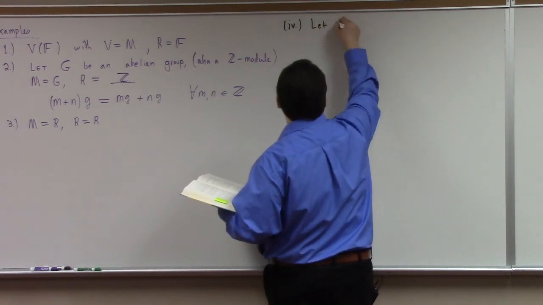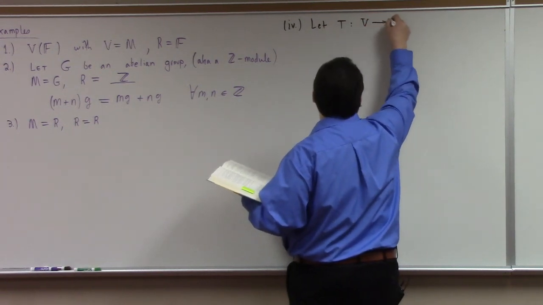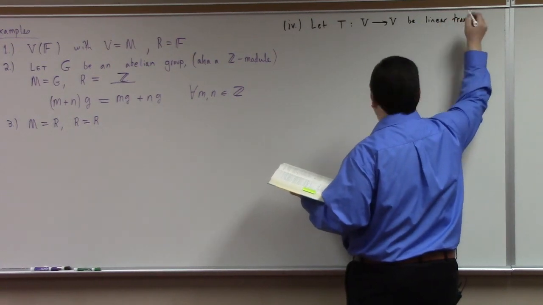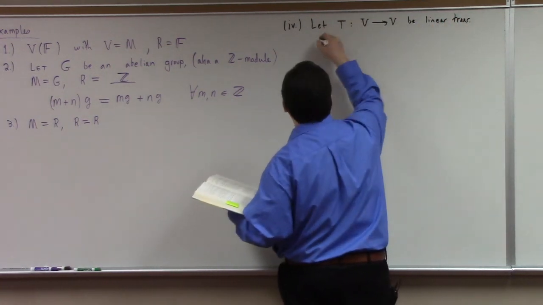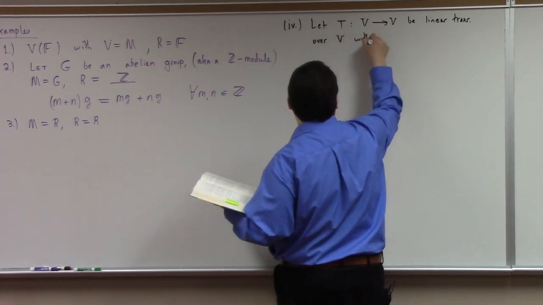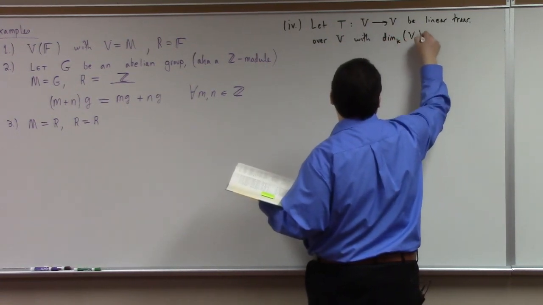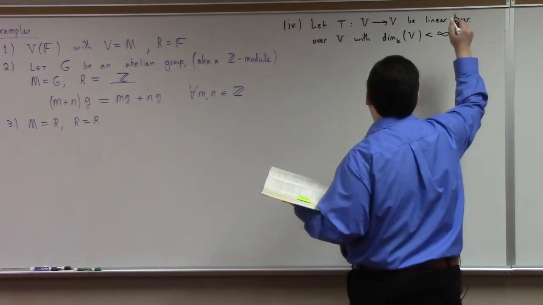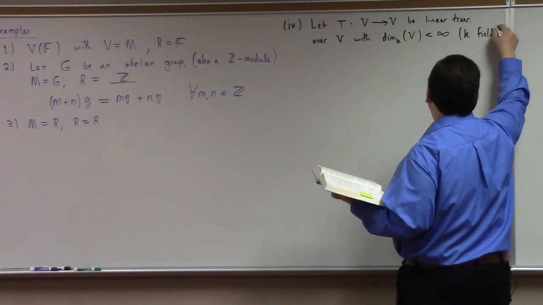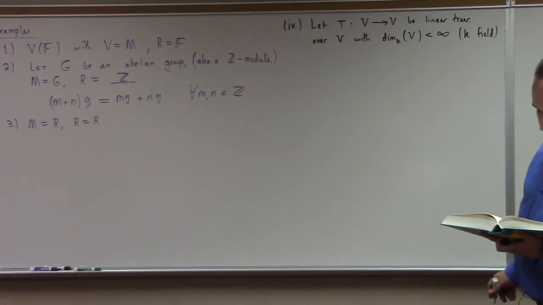So let T from V to V be a linear transformation over V, with the dimension of V over K being less than infinity. Here, K is a field. So we're talking about a vector space V over the field K. Usually he uses K for a field.